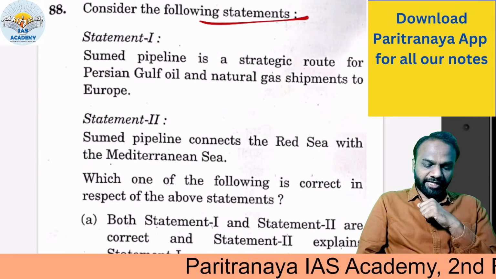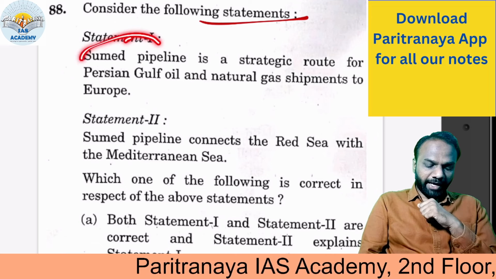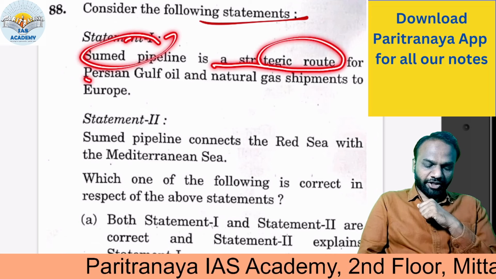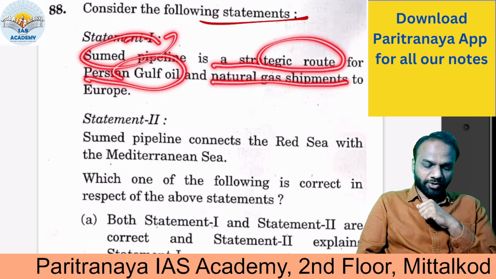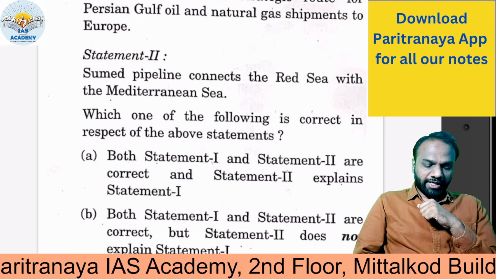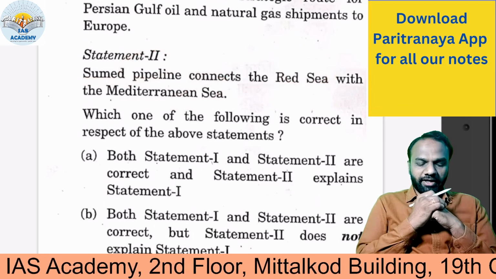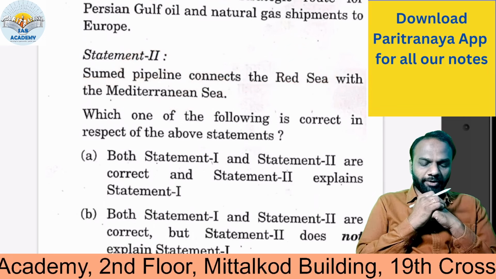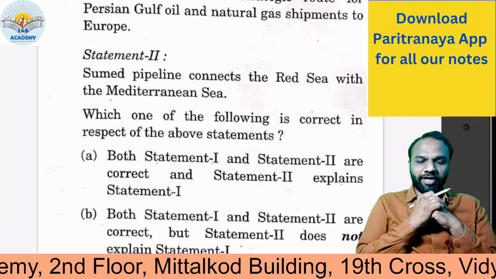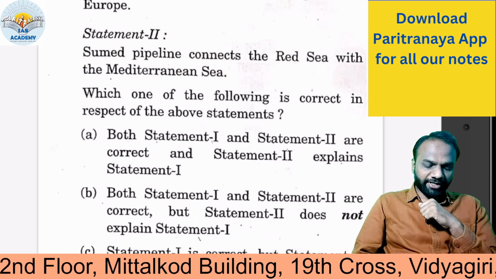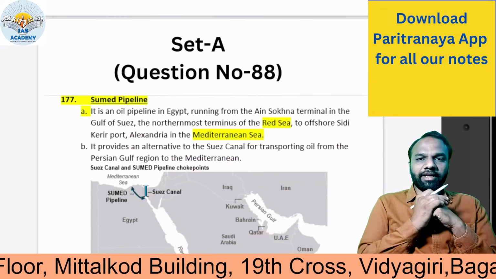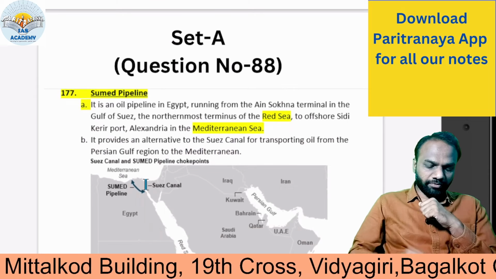So consider the following statements. The Assumed pipeline is a strategic route for Persian Gulf oil and natural gas shipments to Europe. The Assumed pipeline connects the Red Sea with the Mediterranean Sea. It's again an easy question, so we were able to solve it with the help of the notes which we had prepared. And why is it important? Because it is a critical trade route.